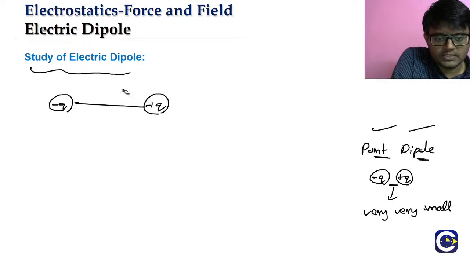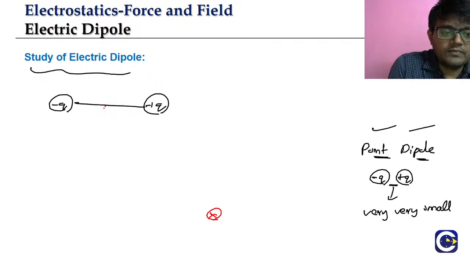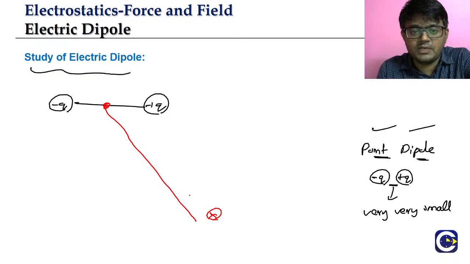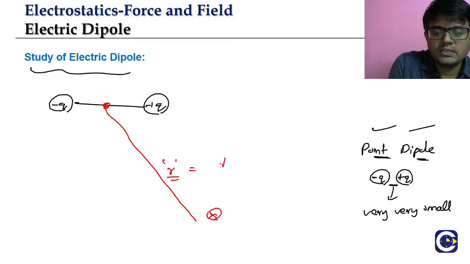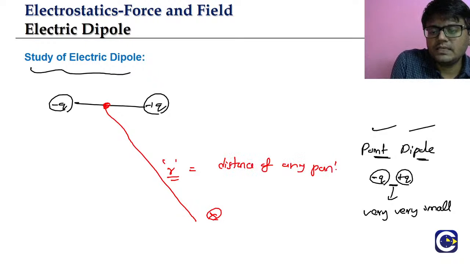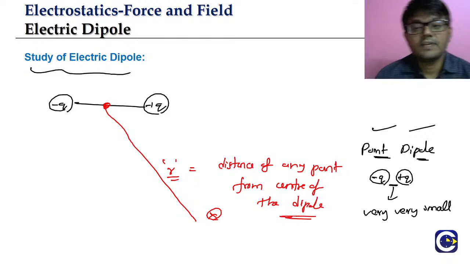Okay? And whenever we take a dipole and want to mark a point and measure a distance, there is a dipole, and we want to mark a point. Generally, we will measure all the distances from the center of the dipole. Always, the distance of a point is measured from the center of the dipole, and we represent this by the symbol R. So R is the distance of any point from the center of the dipole.